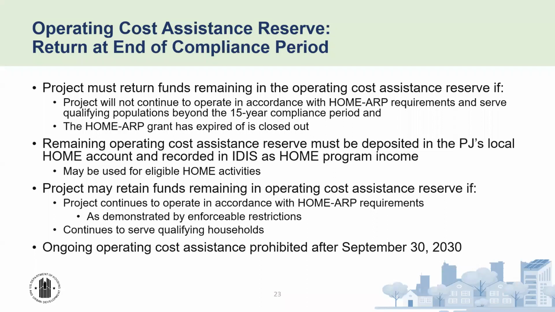It's important to note that if a PJ decides to provide ongoing operating cost assistance, any ongoing payments can only be provided during the HOME-ARP budget period, which ends on September 30th, 2030. After that date, should the project continue to serve qualifying populations and require operating assistance, the project will need to find an alternative source of funds to cover any operating costs associated with the units restricted for qualifying households. Next slide.